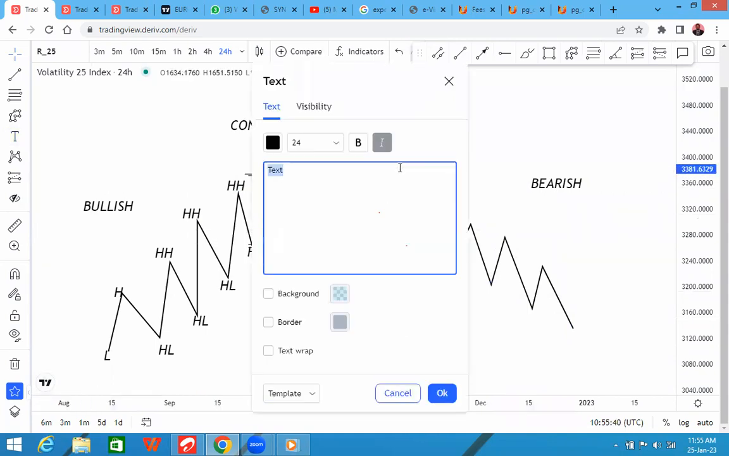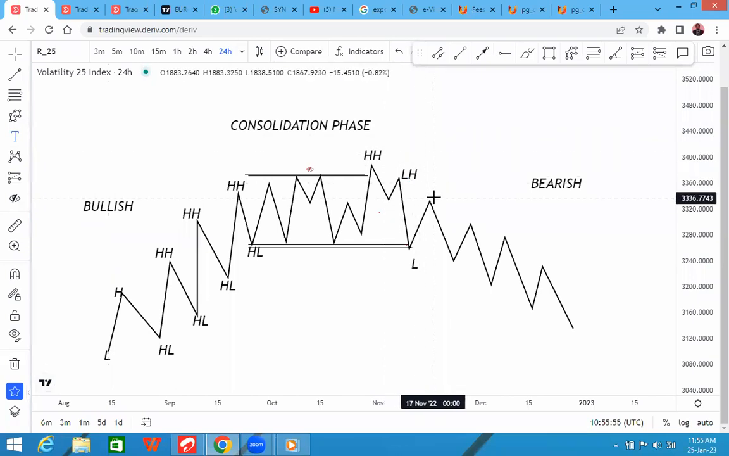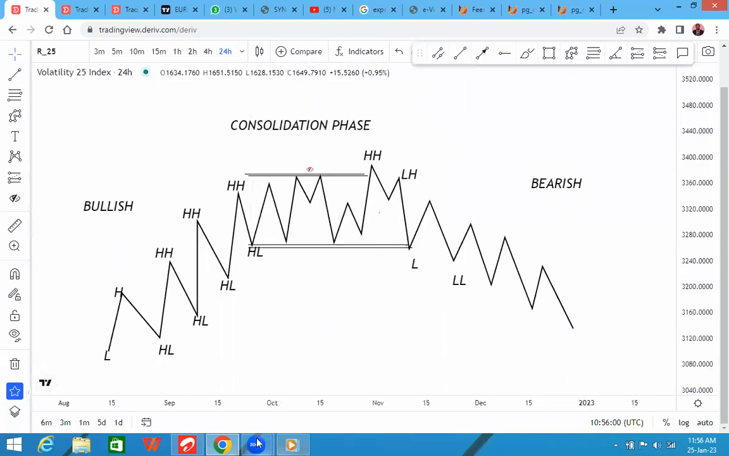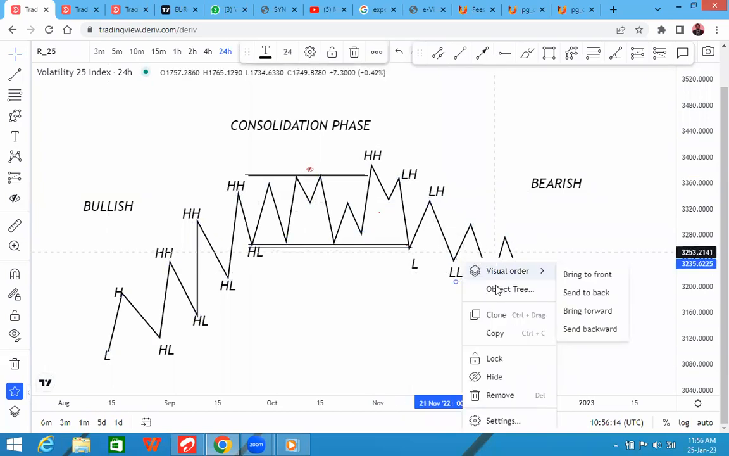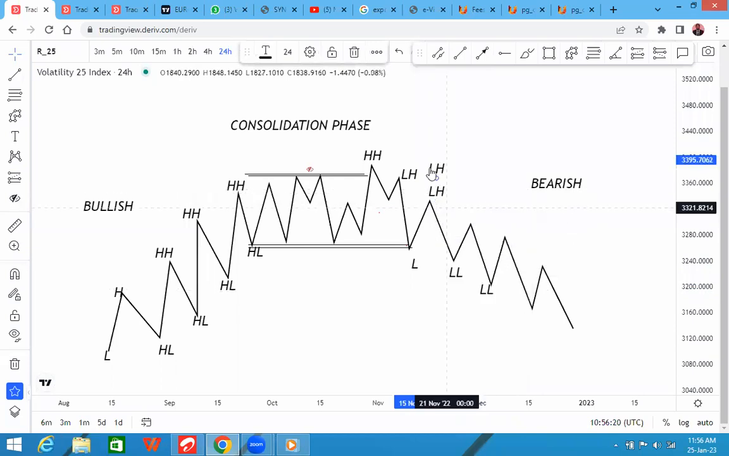Then this is a lower high. Because it is high, but it's lower than this. You can get it now. This is a lower high. This is a lower low. Price has changed direction. This now becomes the lower low. Then this becomes a lower high. This becomes your lower low. A lower high is formed.